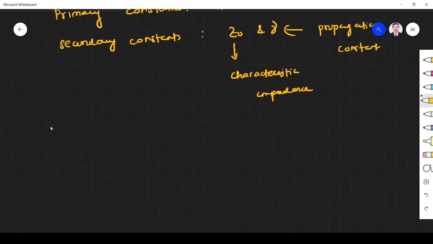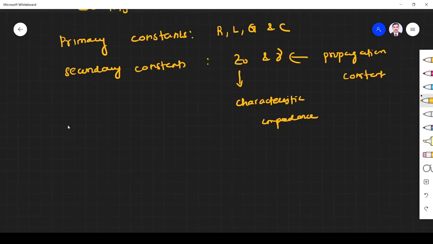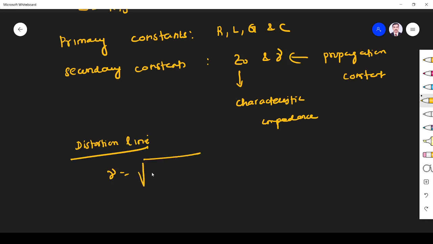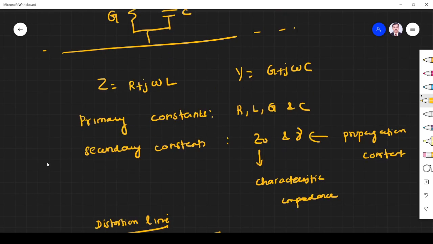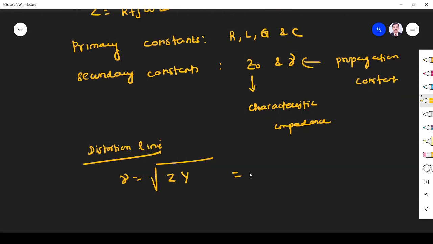Fine. Then next thing we must understand is the relationship between primary constants and secondary constants. Right? For a distortionless line, the relation is given as gamma, the propagation constant, is root of Z into Y, right? So what is that? R plus j omega L into G plus j omega C. So gamma can be written as root of R plus j omega L times G plus j omega C.